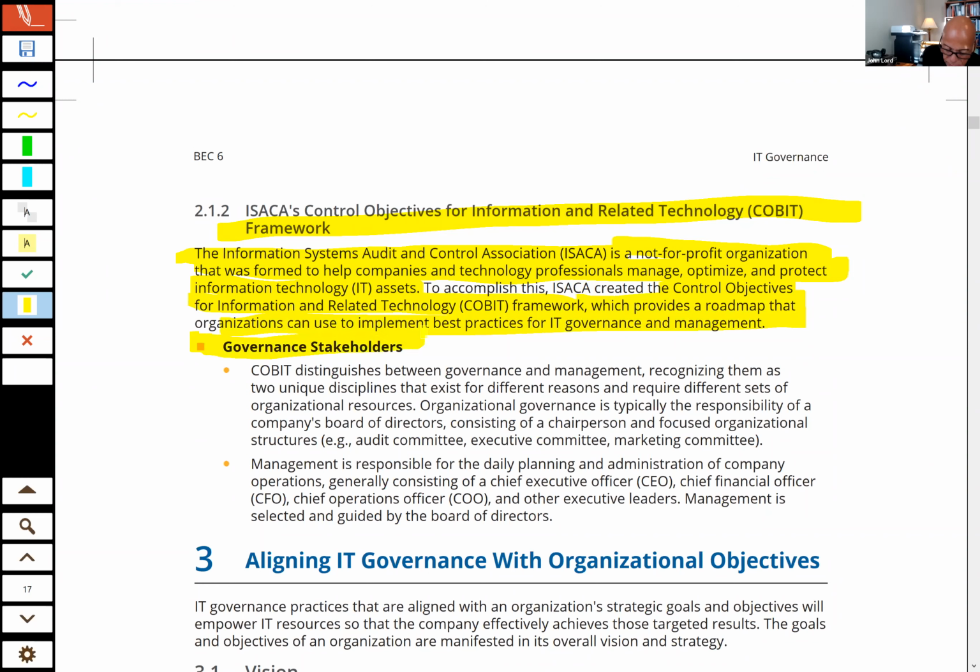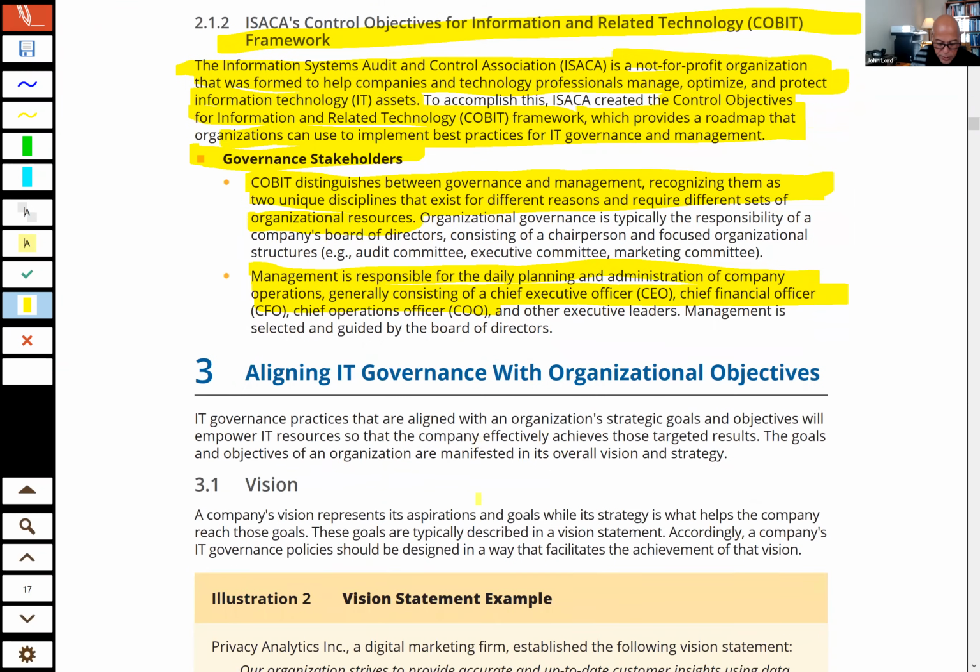And we have governance stakeholders. So they distinguish between governance and management and recognize them as two unique disciplines that exist for different reasons and require different sets of organizational resources. Management is responsible for the daily planning and administration of company operations, such as the CEO, Chief Financial Officer, and Chief Operating Officer. Management is, of course, selected by the board of directors.